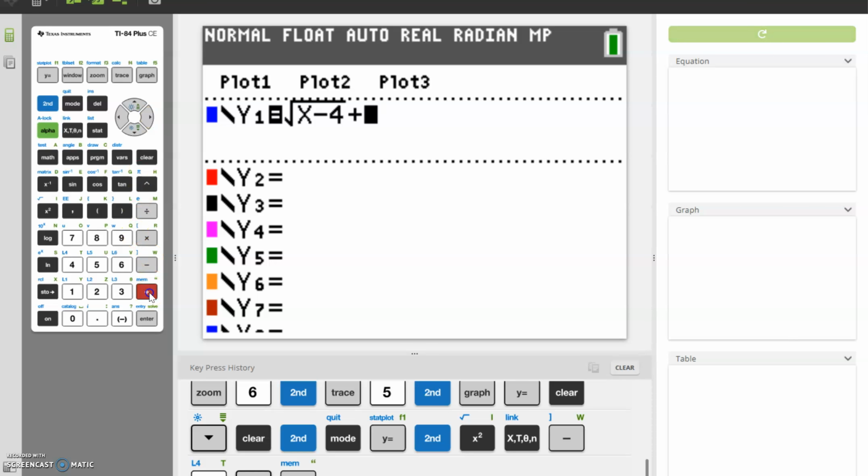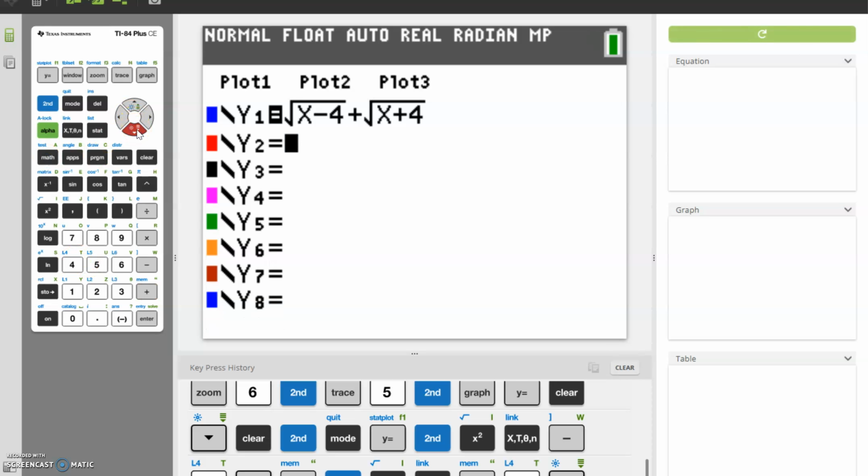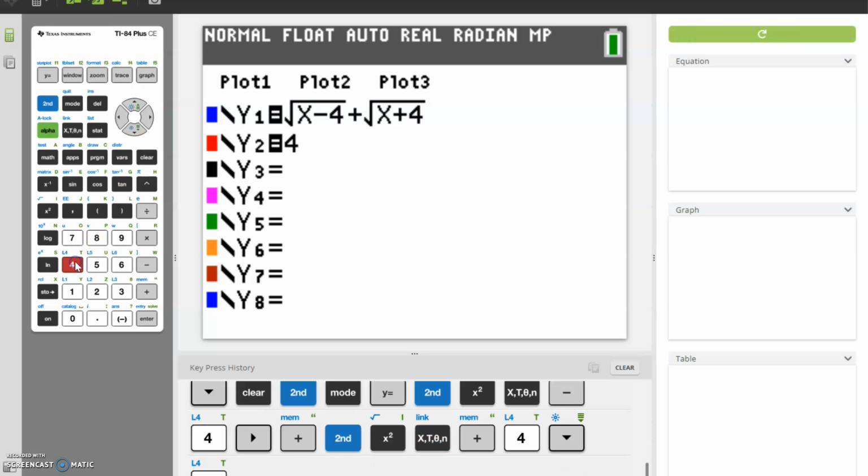Then we'll do plus, and again, second x squared key to get the square root symbol. And then we'll do x plus 4. Now I'm going to arrow down to the y2 line, and this is where I'm going to put the right side of my equation in. That's just 4.